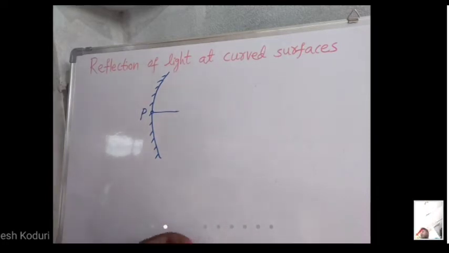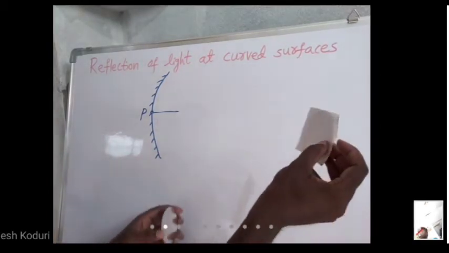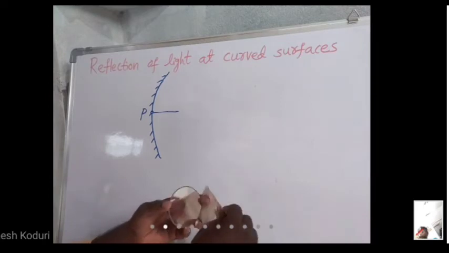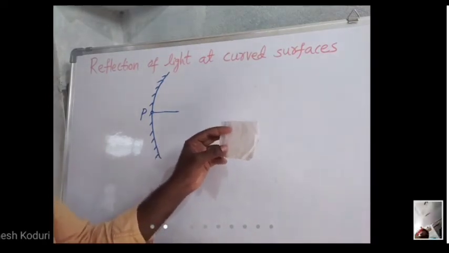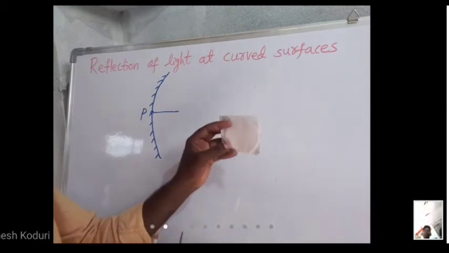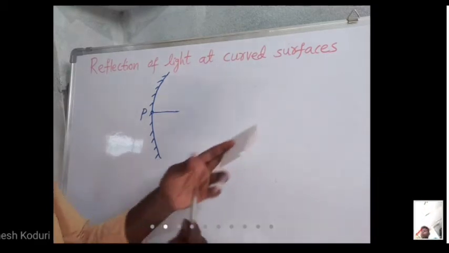Suppose the sun is a source of light, and we try to form the image of the sun on a small paper. This is a paper. Try to form the image of the sun on this paper.